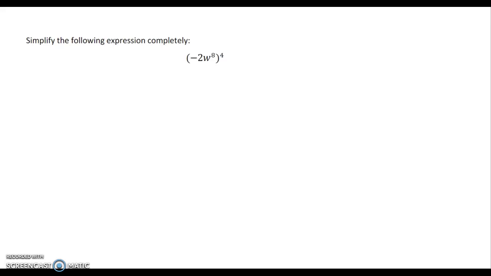We need to simplify the following expression completely. So we have negative 2w to the 8th, all to the 4th. Notice the parentheses are around this entire expression. So that means negative 2 is to the 4th and w to the 8th is also to the 4th.